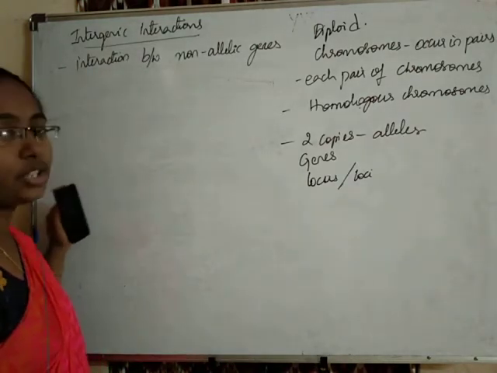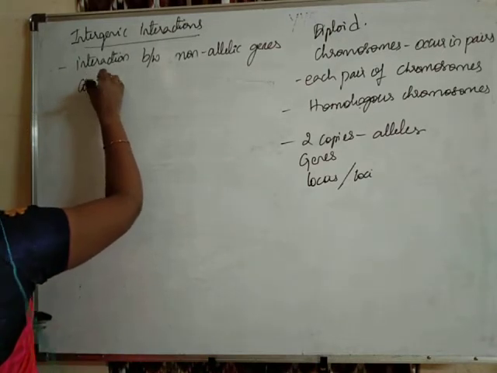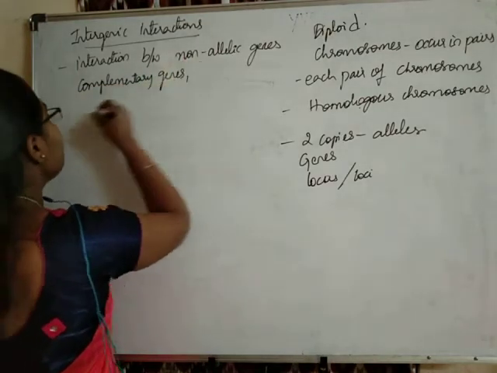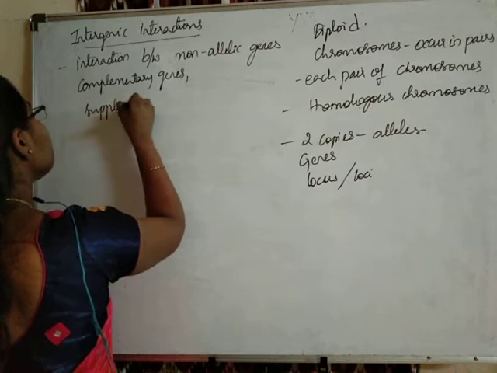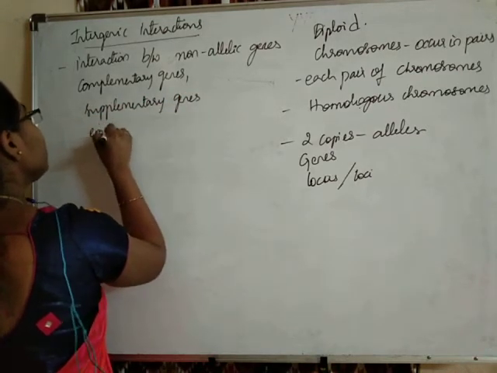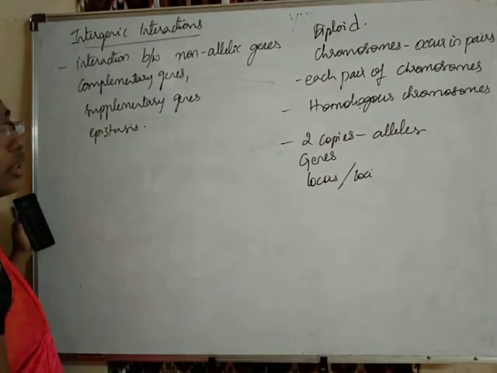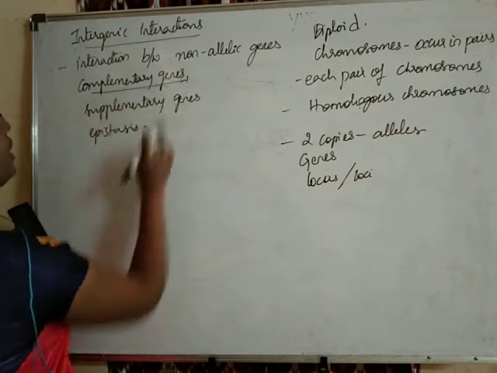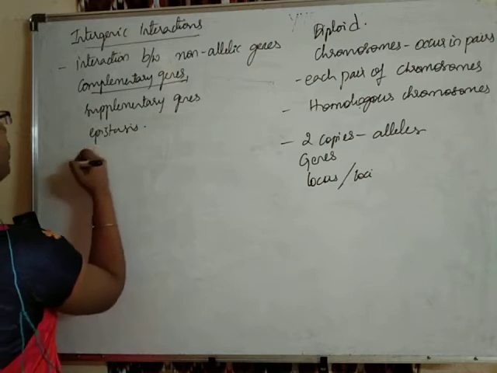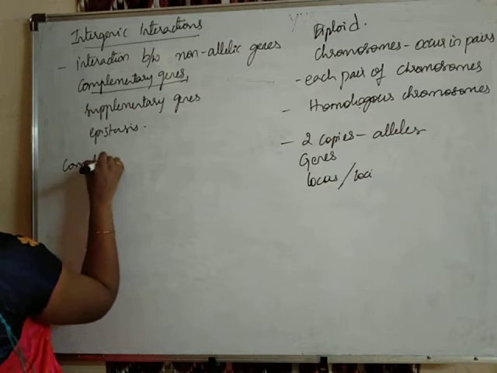Okay, so these intergenic interactions are of different types, like the presence of complementary genes or supplementary genes, epistasis. These are all the different examples of intergenic interactions. So we will learn about complementary genes in today's class. First we will learn what these complementary genes are.